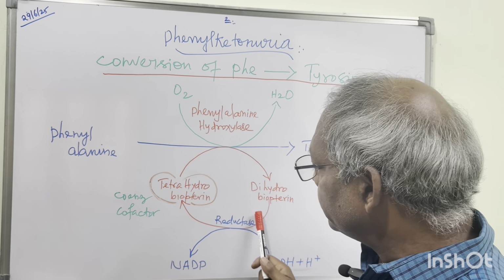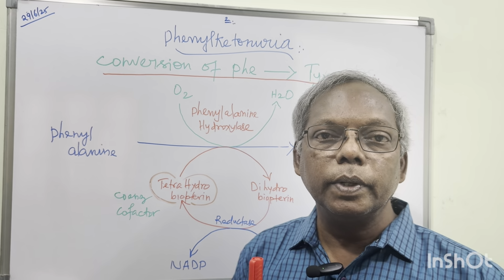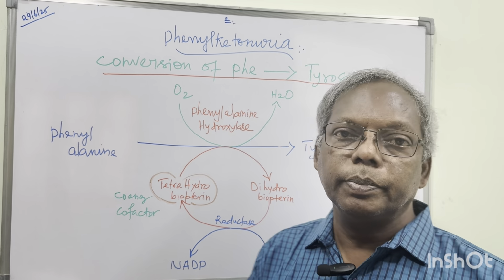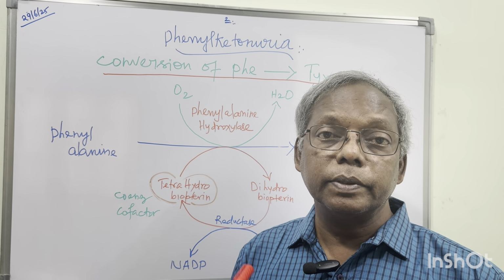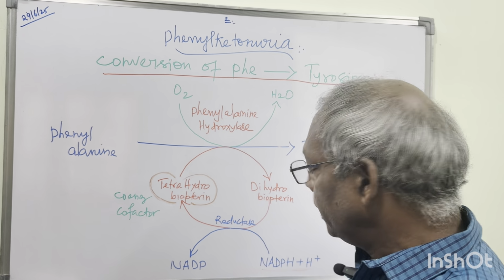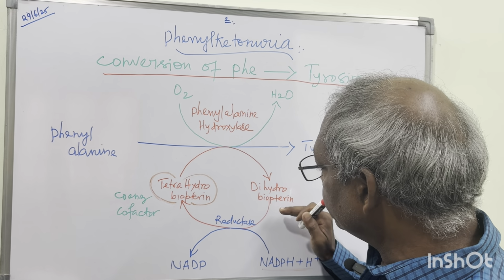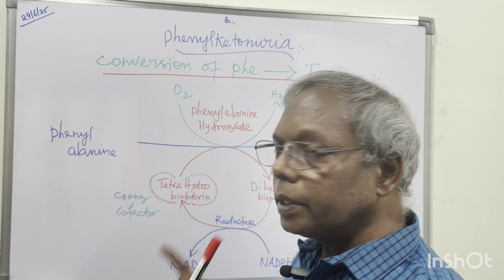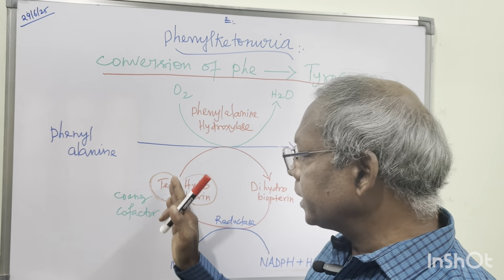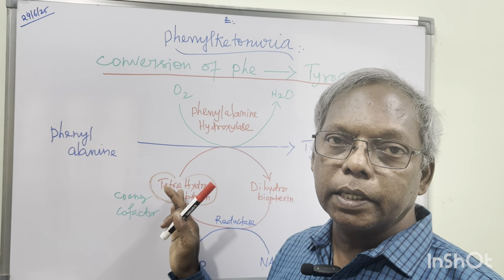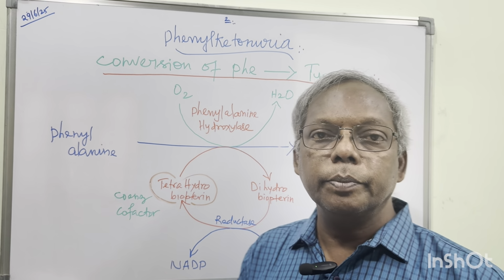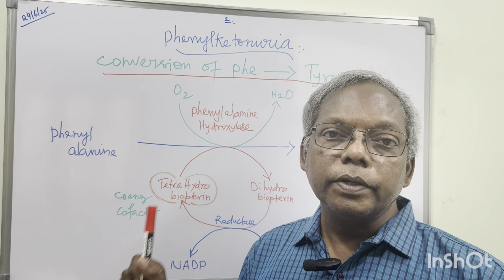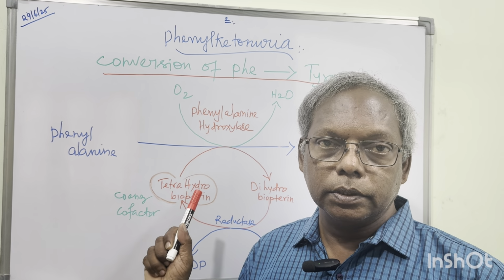Third reaction is, with the help of dihydrobiopterin reductase, we require one NADPH plus H plus, that is reducing equivalents from the HMP shunt pathway. This NADPH combines with the dihydrobiopterin. With the help of dihydrobiopterin reductase, it again recycles or synthesizes the tetrahydrobiopterin and one NADP molecule. This is the third step for the conversion of phenylalanine to tyrosine.